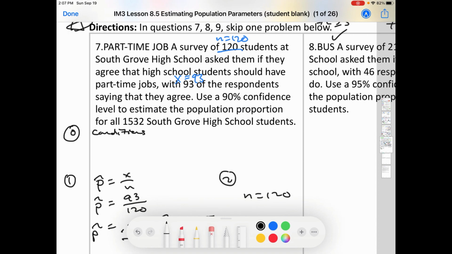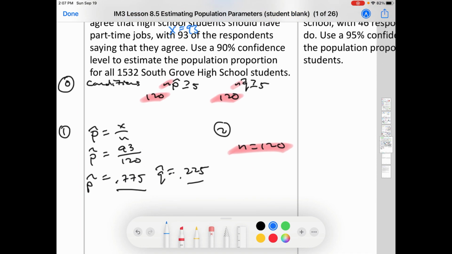So our conditions are n p-hat greater than or equal to 5 and n q-hat greater than or equal to 5. Basically we need to know the sample size is big enough. So n equals 120. P-hat is 0.775 and our q-hat is 0.225. Let's write that in there.